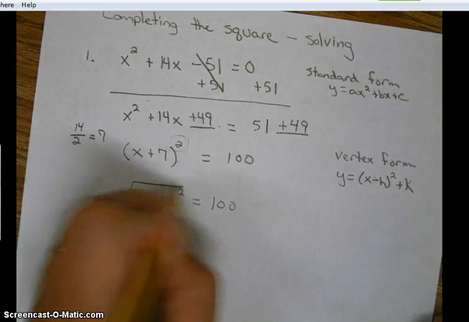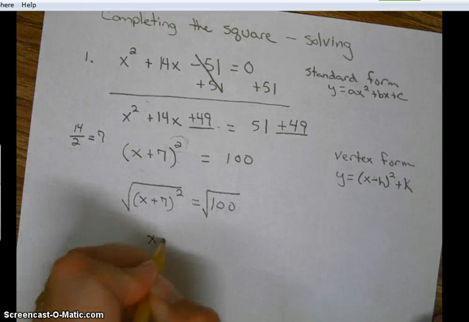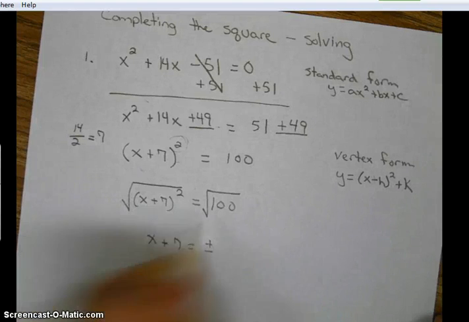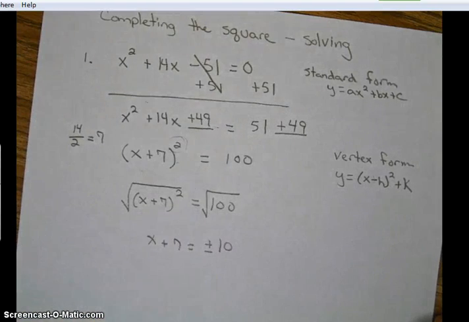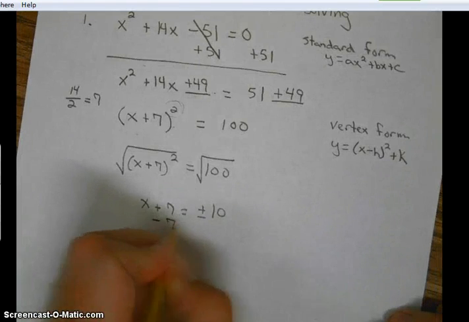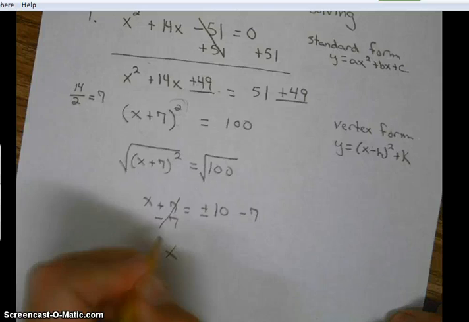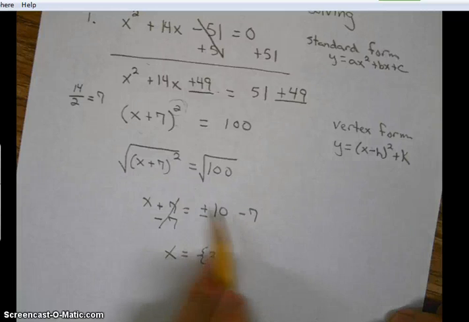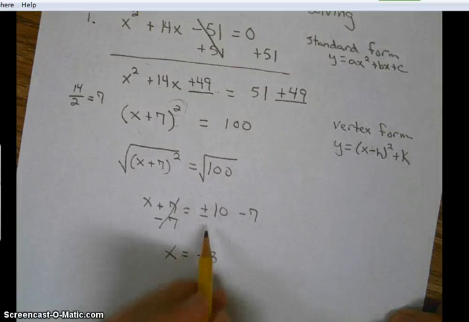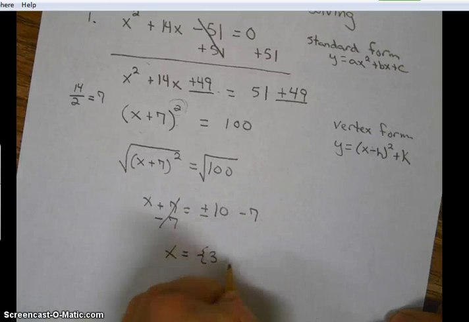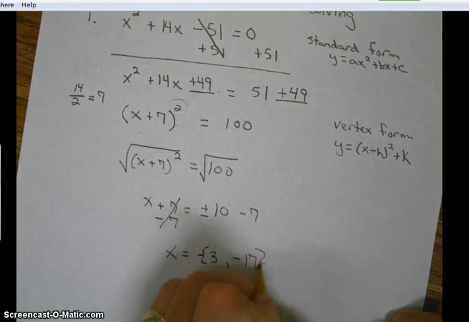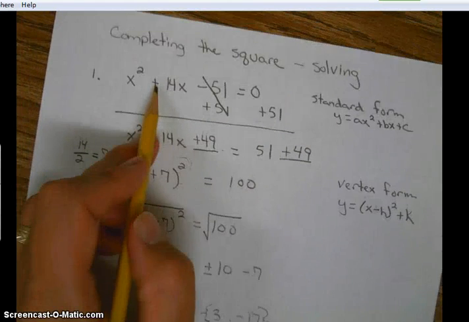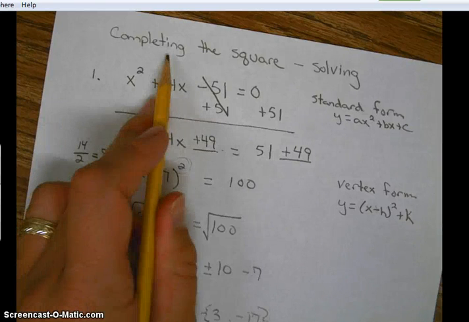So we're going to square root both sides. We get x plus 7 equals, don't forget the plus and minus, the square root property, square root of 100 is 10. Subtract the 7 on both sides. x equals 3 when we use the positive 10, the principal root, and when we use the negative 10 minus 7, we get negative 17. And those are your solutions for this problem using the completing the square procedure.